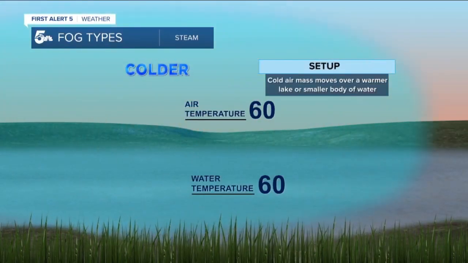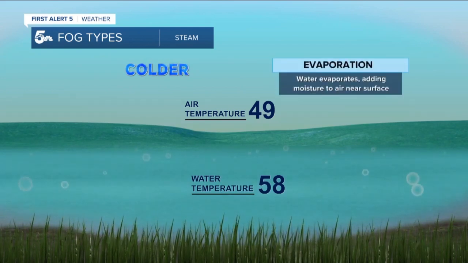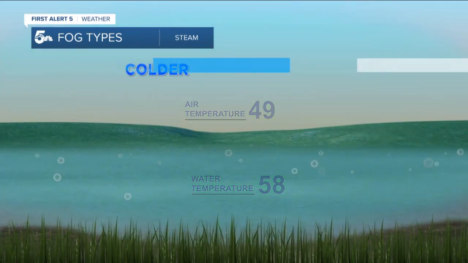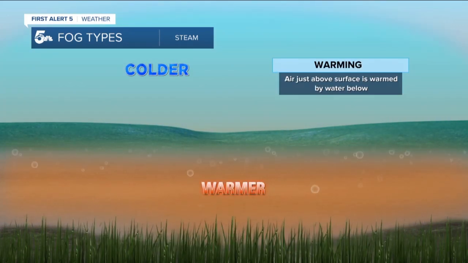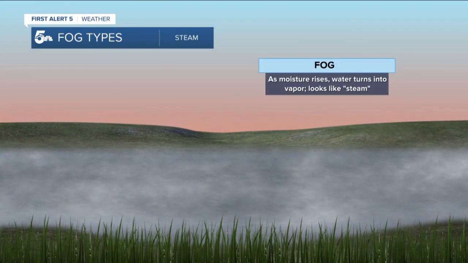As cold air moves over a warm body of water, the water cools slightly, which will cause evaporation. That adds moisture to the air. While the water cools, the air will warm to reach a balance. You can see the condensation as steam.